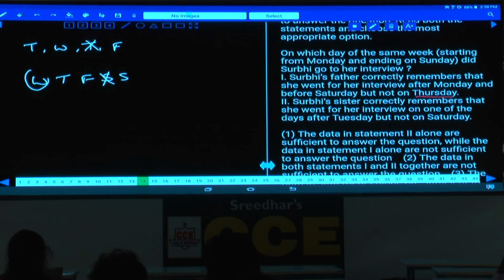She went to the interview either on Wednesday or Friday. It is also Wednesday and Friday. There are two different answers we are getting by combining these two statements. Hence the data in both the statements together is also not sufficient. Hence, what is the answer here? Choice 2, not sufficient. That is choice 2, question 14.